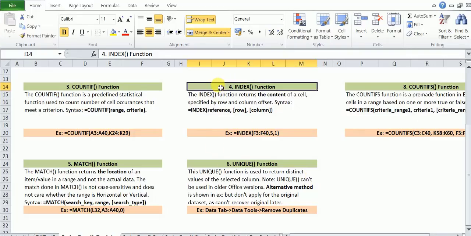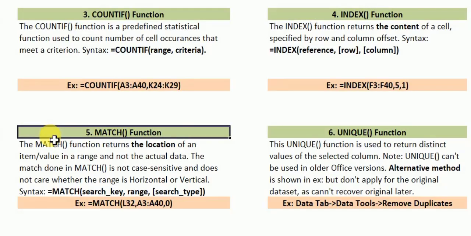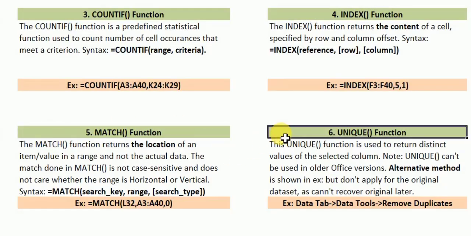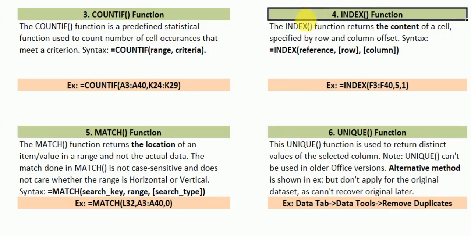Next we will see what the index function will do, what the match function will do, and what the unique function will do. Our index function, what does it do? It will return the content of the cell specified by the row and column offset. Means a particular cell content will be returned by using the index function.